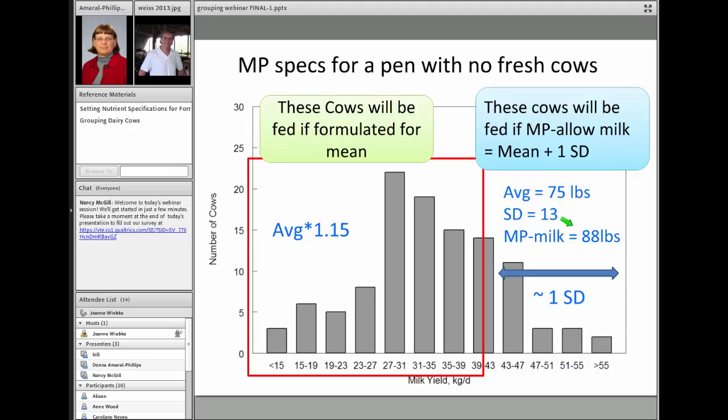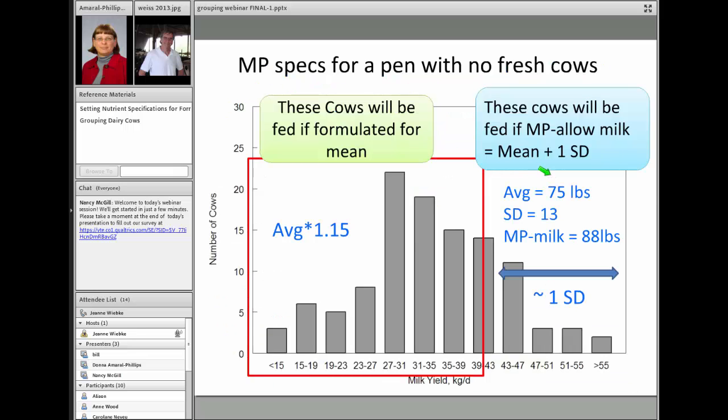So this mean plus one standard deviation in milk is the maximum. I want to emphasize, that's the maximum safety factor you're going to formulate for. The economic optimum might be less. I can't get into that. That's too complicated for this short talk. But the mean plus one standard deviation is the maximum you should be feeding for MP allowable milk.